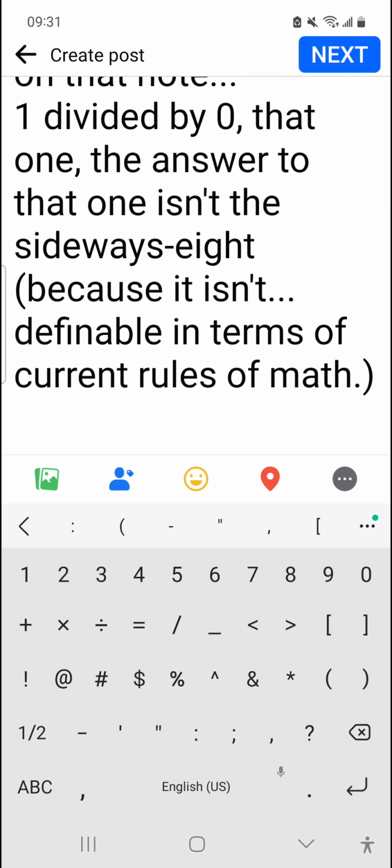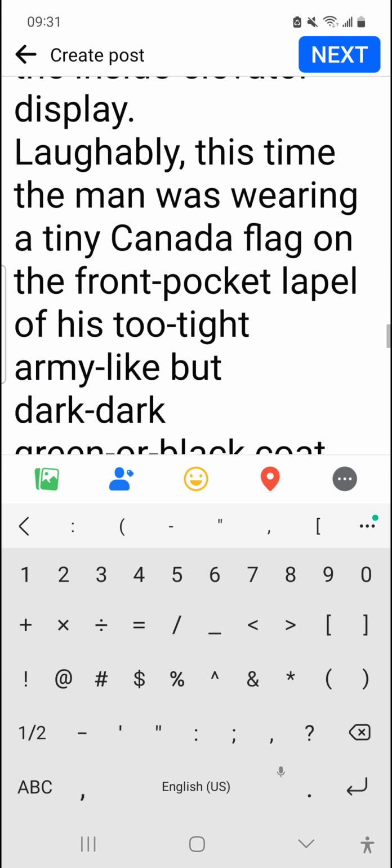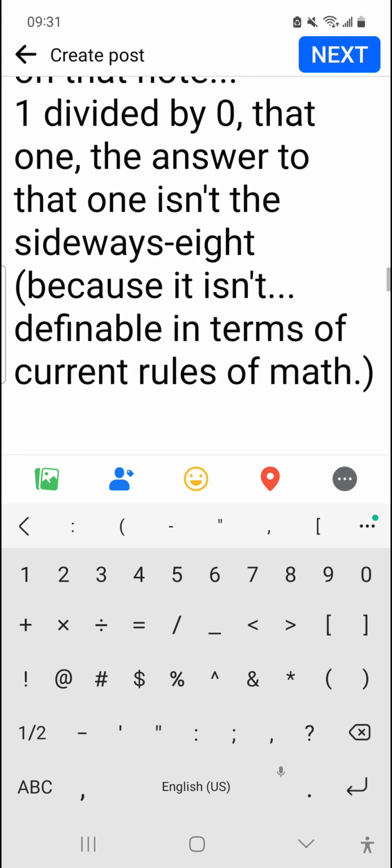Okay, 1 divided by 0, that one. The answer to that one isn't the sideways 8, because it isn't definable in terms of current math rules. And now the rest of this post is about the elevator, so I'm going to stop here.